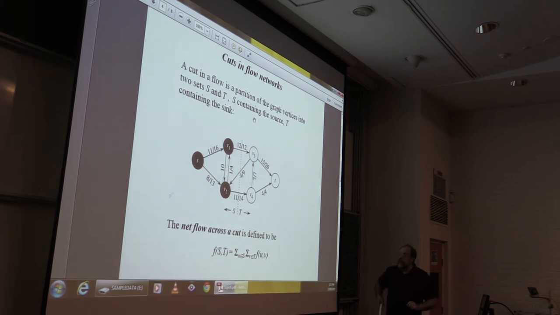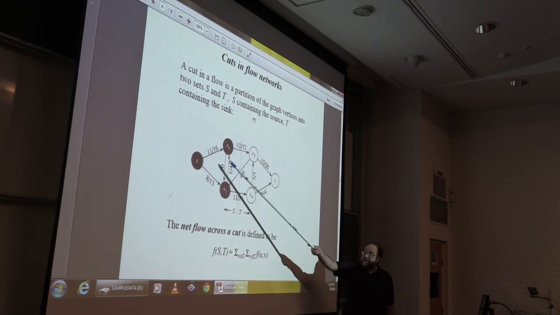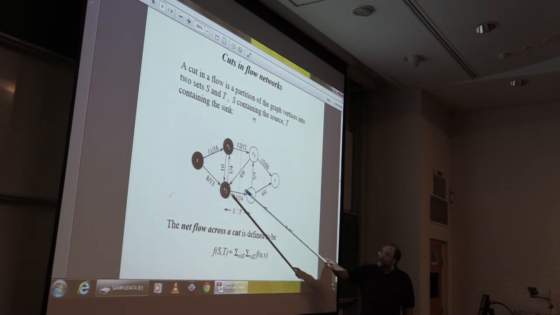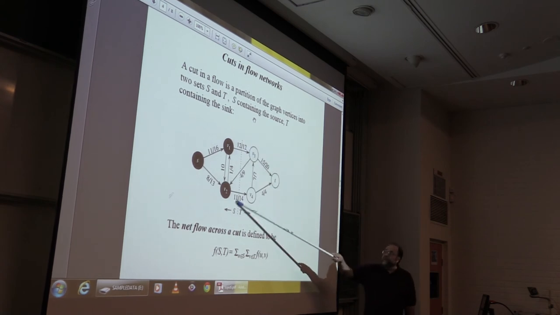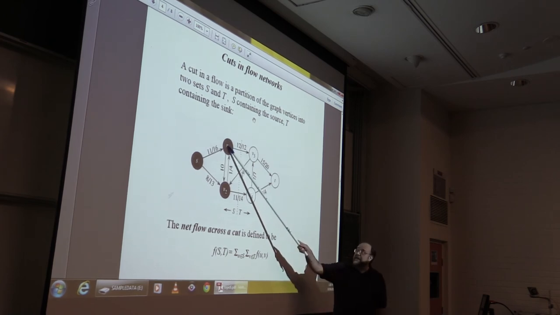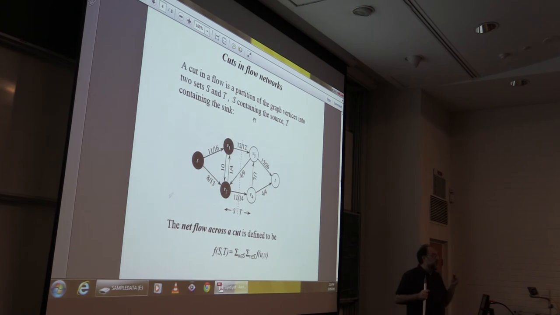So if we call a cut with the smallest possible capacity of all cuts possible in this graph a minimal cut, or min cut, then the theorem says that max flow through the network is precisely equal to the capacity of the minimal cut. So Ford Fulkerson will terminate, in fact, when the flow through the network is equal to the capacity of the minimal cut. Now what's important?